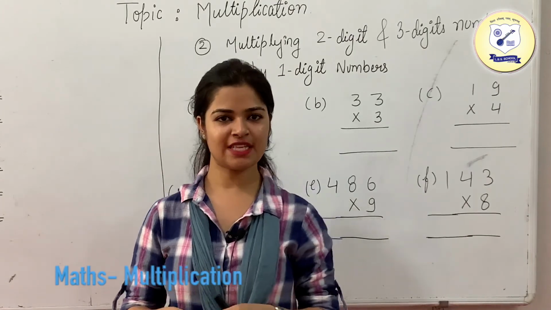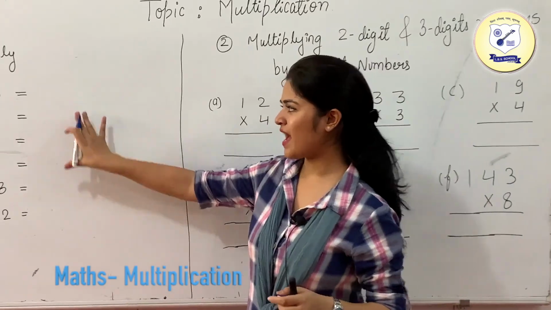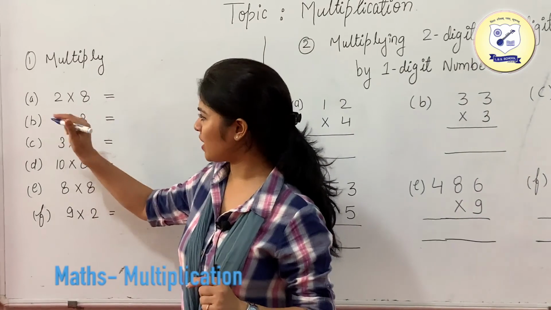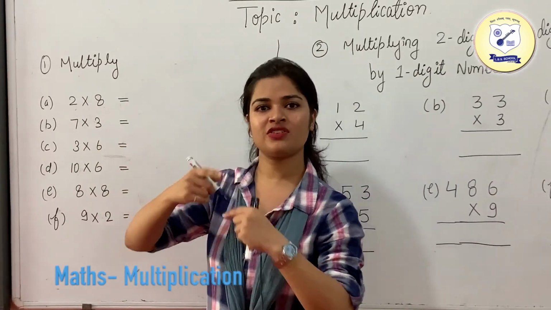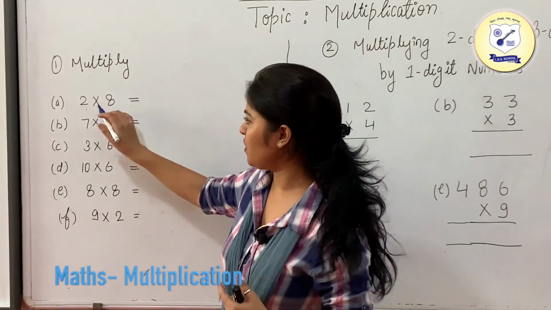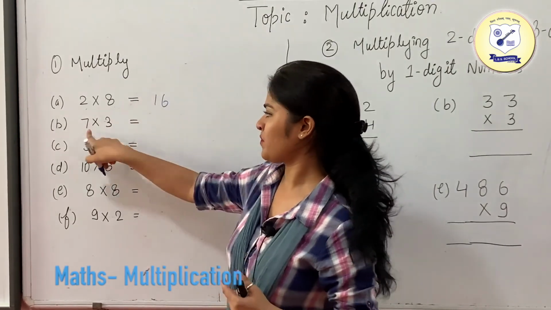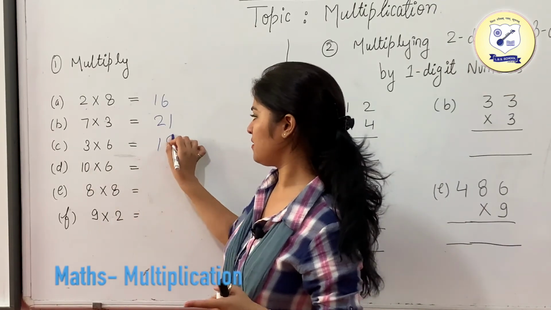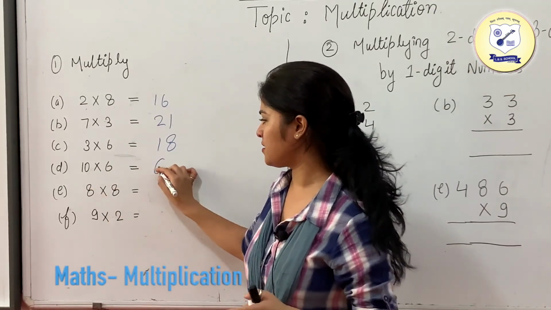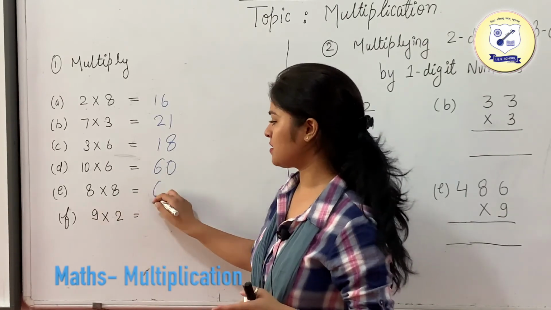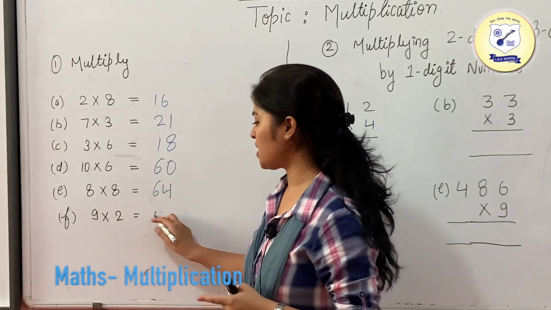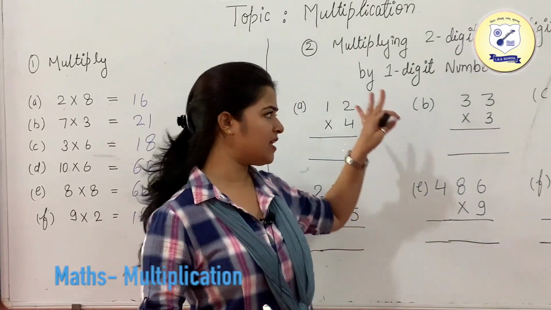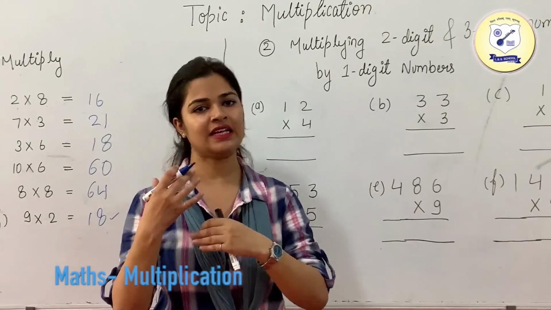So now we'll move to the examples of multiplication. Here we are having one digit numbers. We are going to multiply a one digit number by a one digit number. For that, just count the table of 2. As we know that 2 8s are 16, 7 3s are 21, similarly 3 6s are 18, 10 6s are 60, 8 8s are 64, 9 2s are 18. If you know the table of the numbers, we do not need to multiply the numbers in this manner. We will write the answers directly.